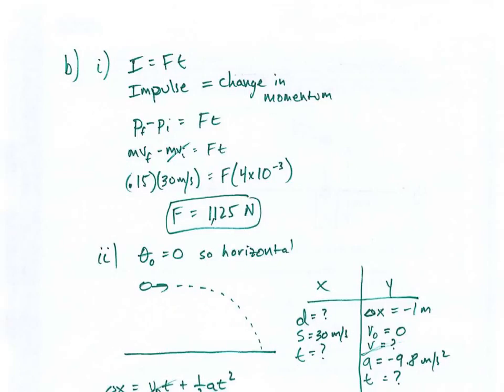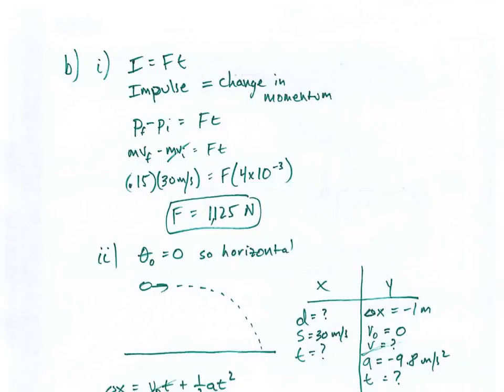Part 1 is an impulse problem. We know that impulse is a change in momentum. The ball is initially at the top of its motion right before it's struck. It's not moving, so its initial momentum p_i is 0, but its final momentum is its mass times the velocity at which the ball comes off the bat, 30 meters per second. And we're trying to find the force exerted on the ball during a time of 4 times 10 to the negative 3 seconds.